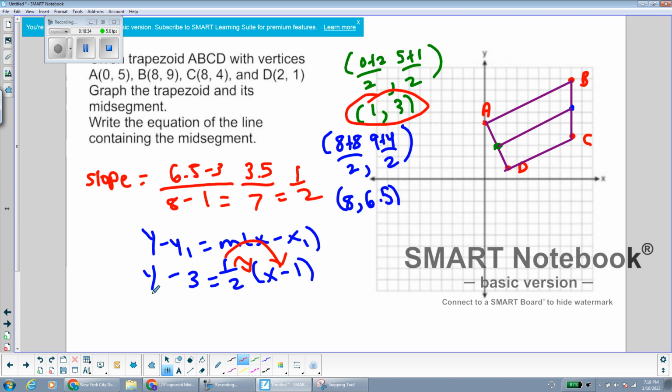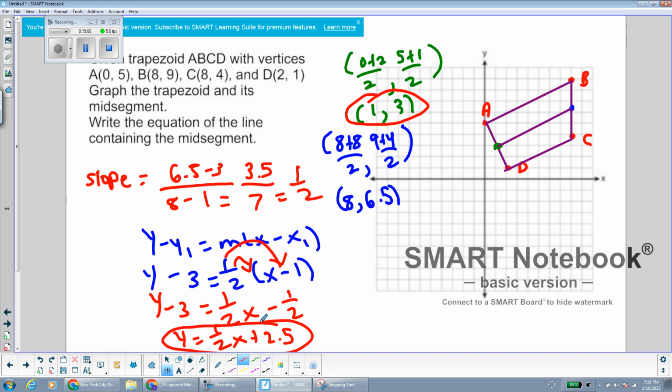So let me distribute. And let me add 3. So let me get the calculator for this one. I'm going to type in negative 1/2 plus 3, and that's 2.5. There we go. But it's really easy to make a mathematical error solving, so I would recommend just leaving in point slope form. Perfectly valid.